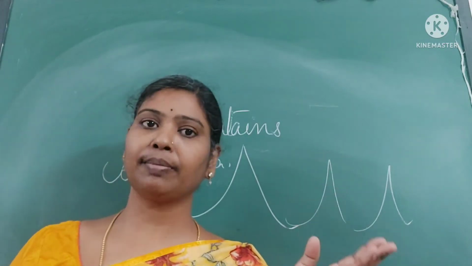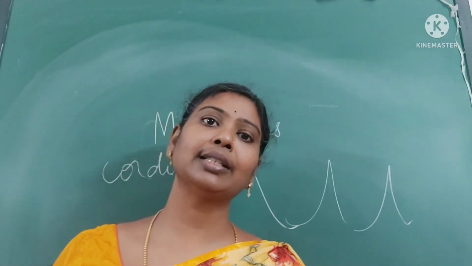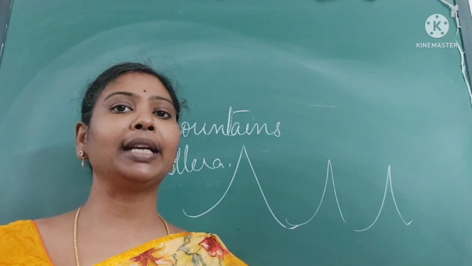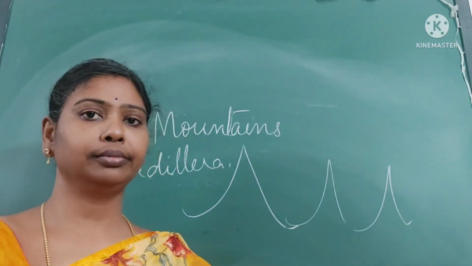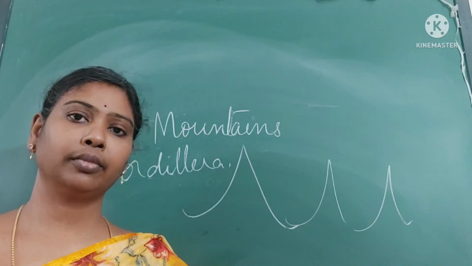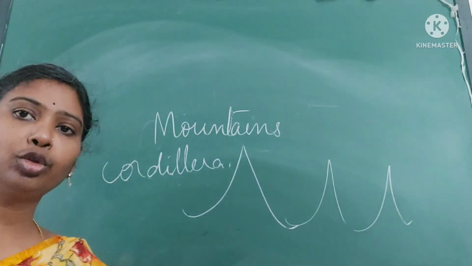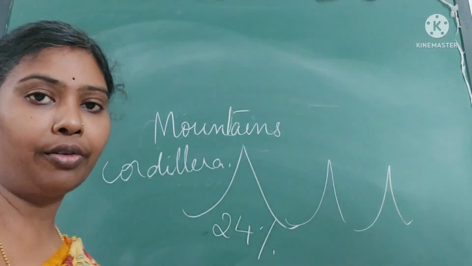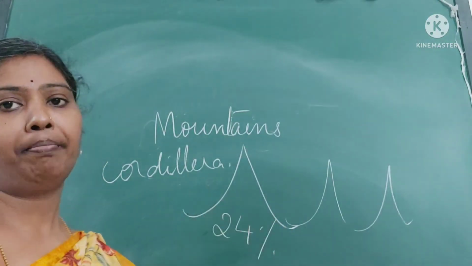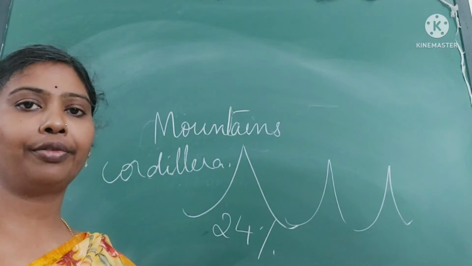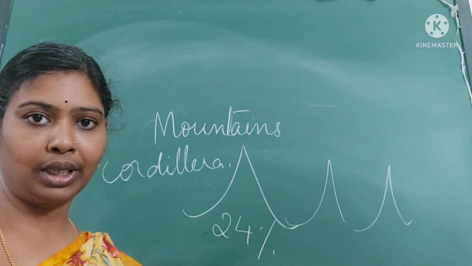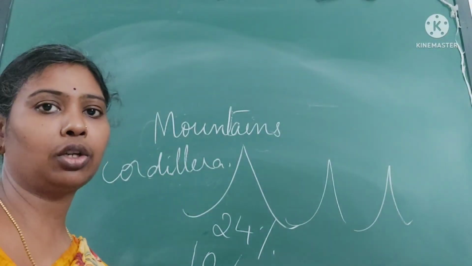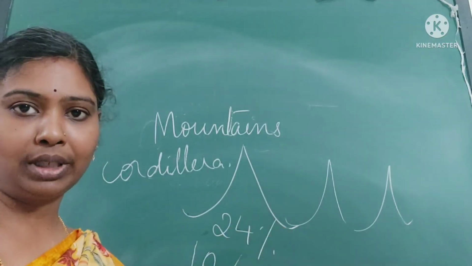We know the highest mountain peak in the world is Mount Everest, which lies in Nepal, 8,848 meters high, right? And one more interesting thing to know is that 24% of Earth's surface is mountains only. And 10% of Earth's population, 10% of people, live on mountains.